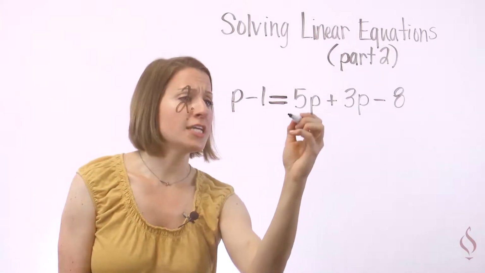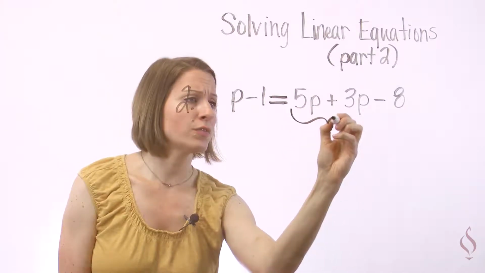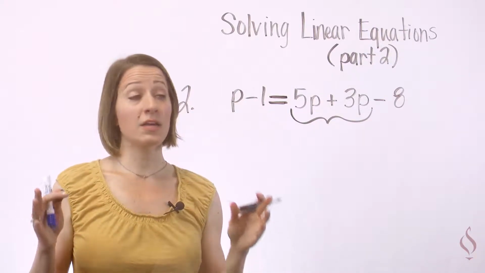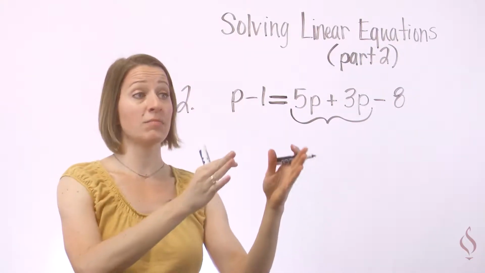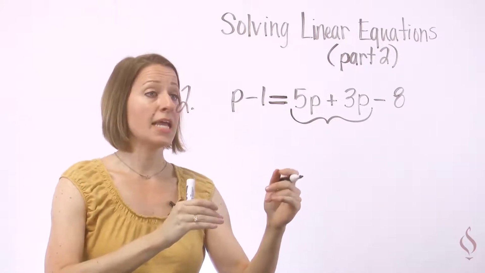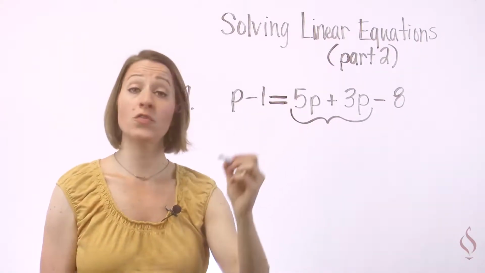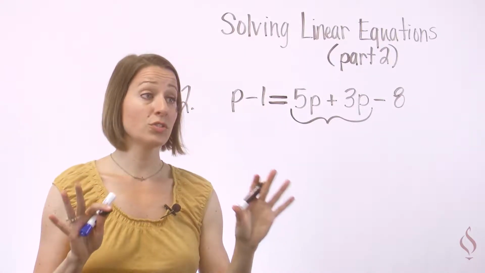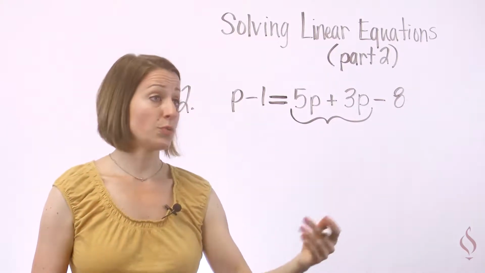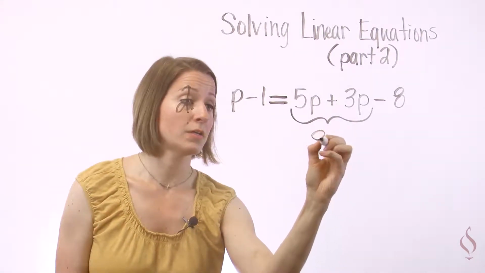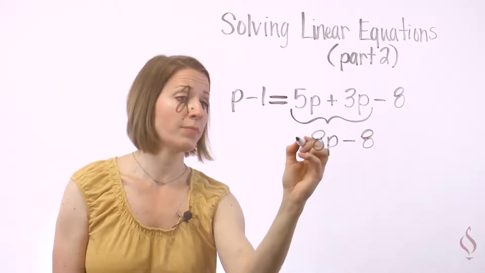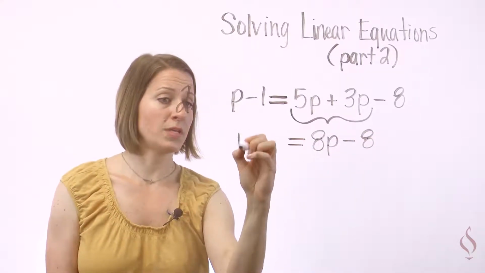But first I want you to take a look at this situation right here. We have 5p and 3p. Now they're on the same side, they're on the same team, they're on the same family. They are not going to cross over this equal sign. And so you can treat that just the way you see it. 5p plus 3p is 8p. So I'm going to go ahead and just rewrite the problem and include that 8p.